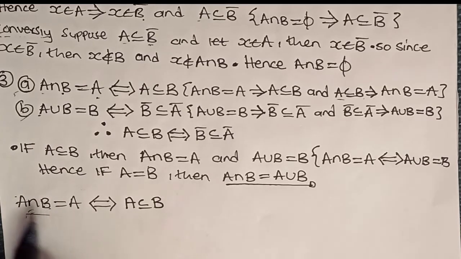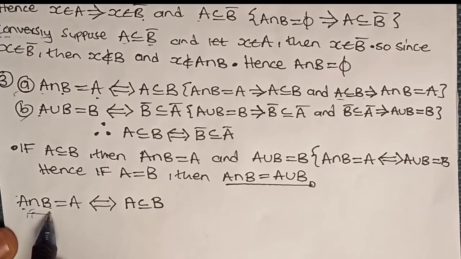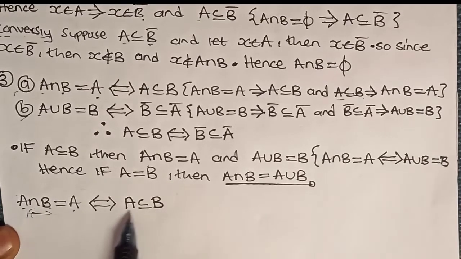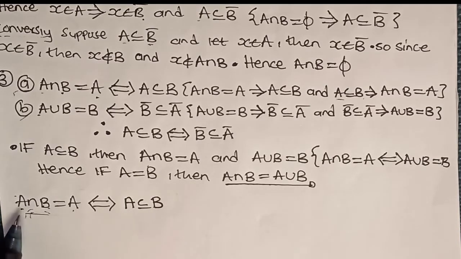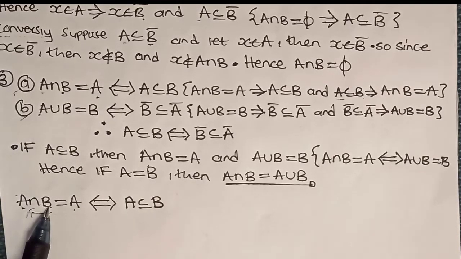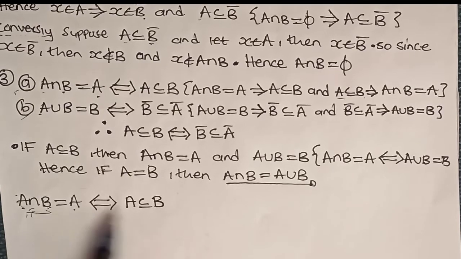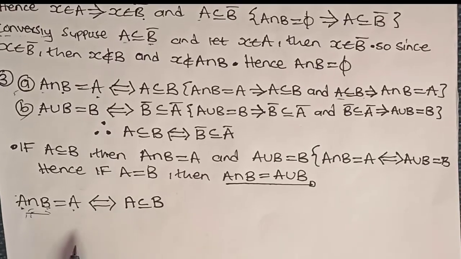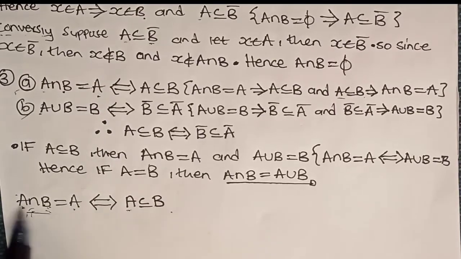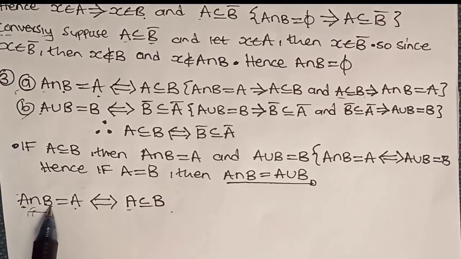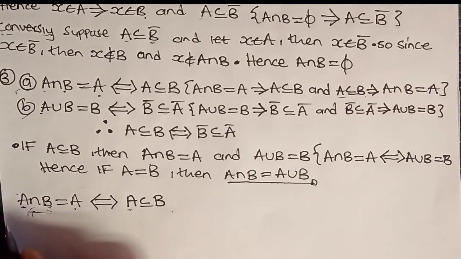Okay, doing this one first. A intersect B is A if and only if A is a subset of B. So as I said, we'll have to show that A intersect B is the same as A will imply A is a subset of B. Conversely, we'll have to show A is a subset of B will imply A intersect B is the same as A.